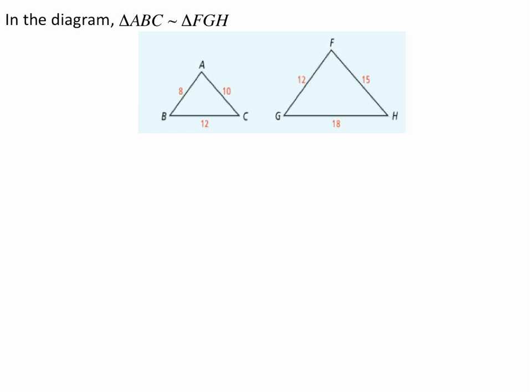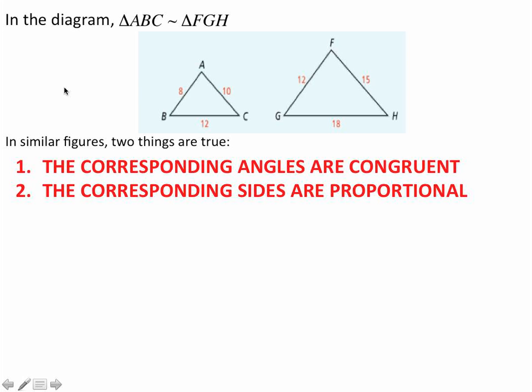All right, so let's look at the picture here. Triangle ABC is similar to triangle FGH. So same shape, but not the same size, okay? So anytime we have similar figures, 2 things are true. 1, the corresponding angles are congruent. So whichever angles match up, those are the same size. And 2, the corresponding sides are proportional. So I can multiply by the same number to get from one picture to the next.